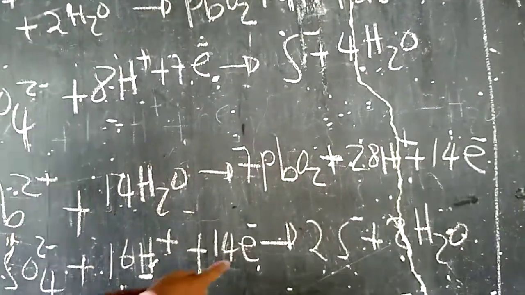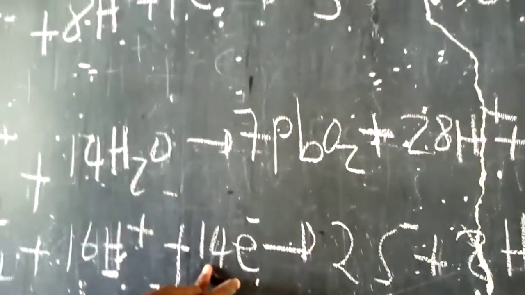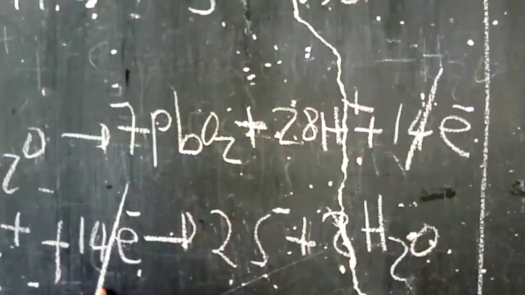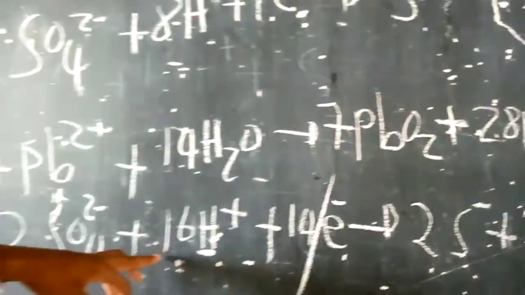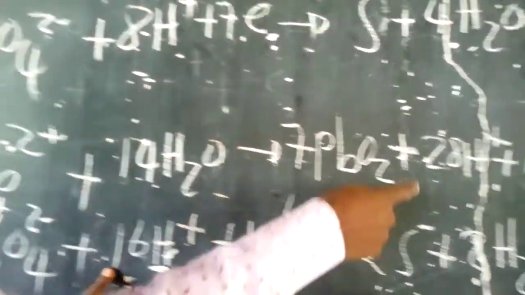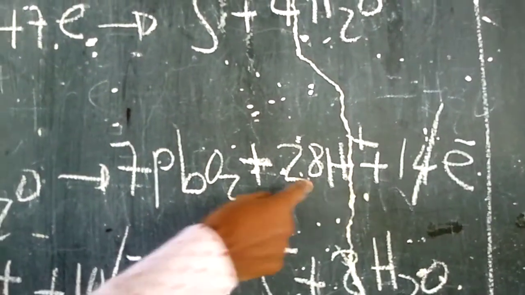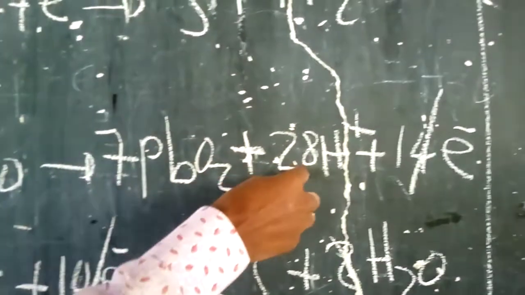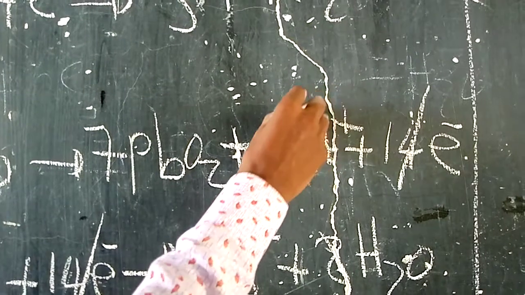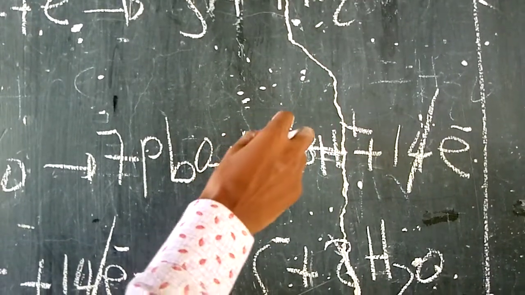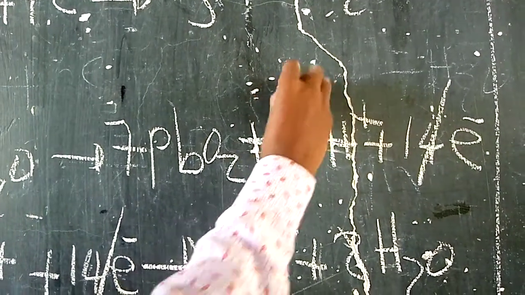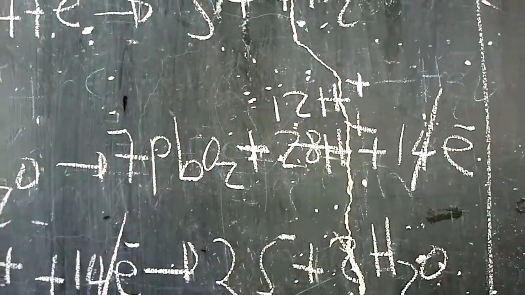Look here. We have 14 electrons in the reactant side, and we have 14 electrons in the product side. So we have to cancel this with this one. Also, we have 16 hydrogen protons in this equation, and we have 28 hydrogen protons. So 28 minus 16, you get 12 hydrogen protons.